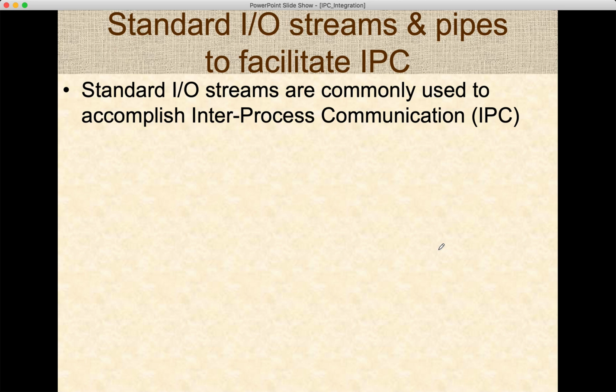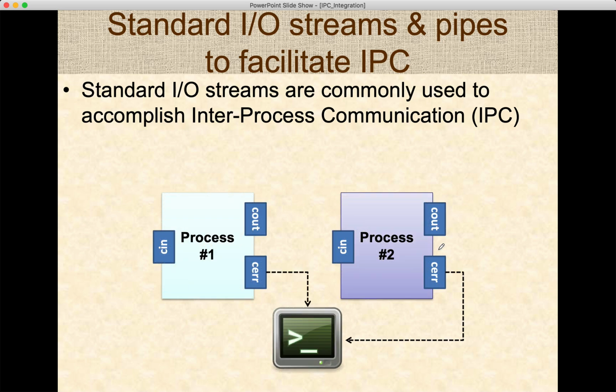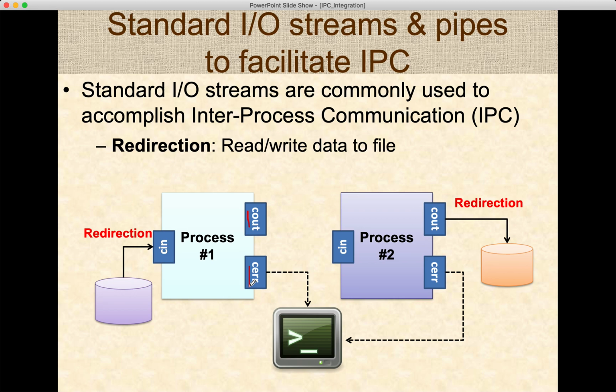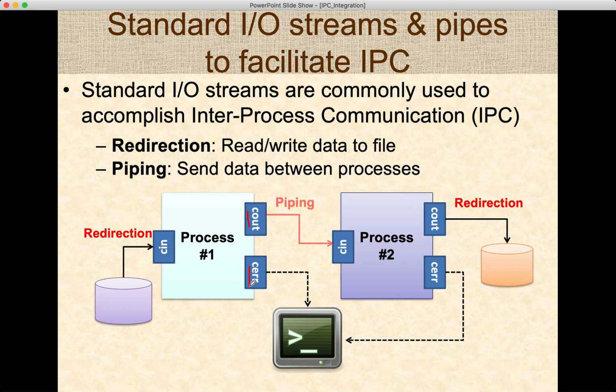Standard input-output streams are often used for accomplishing inter-process communication. So given standard input-output streams like console output or console error, inter-process communication can be used for interfacing these processes either via redirection, where the data is read or written to a file on disk, or via piping, where the data is sent between running processes.